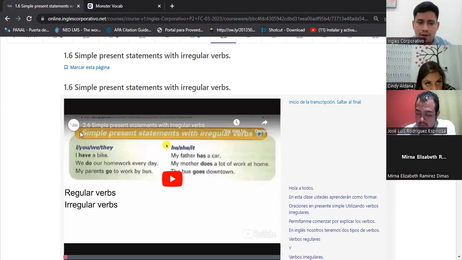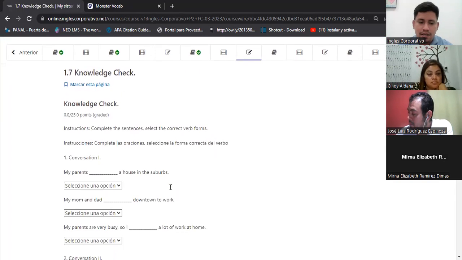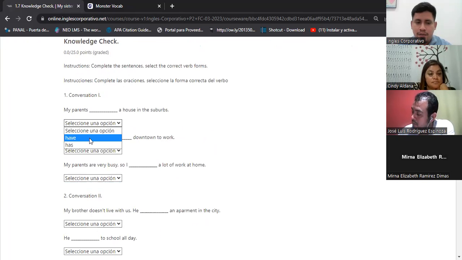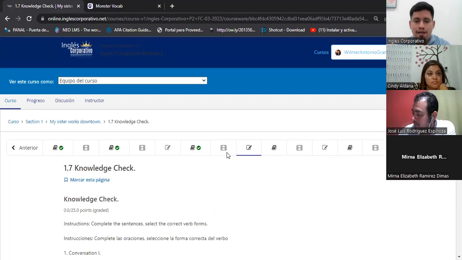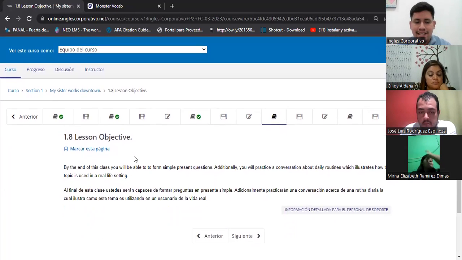So those are what we call simple present statements with irregular verbs. Then after that topic, we have another exercise. We have to choose between the uses of have and has, okay? The uses of goes and go. And then you can complete all exercises there. After that, we have to move on to the next lesson objective.